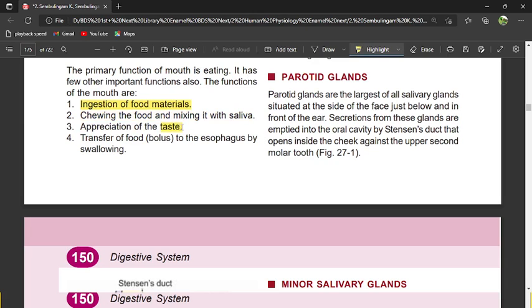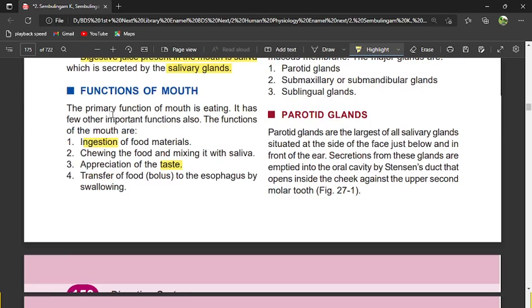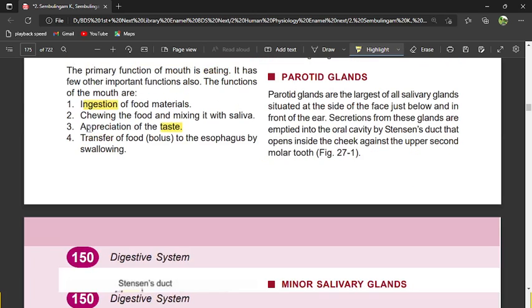Because when you are reading these notes also, you should come to know it should be concise. Okay, so first is ingestion. Ingestion मतलब intake of food. So for taking the food also it is helping you, not taking the food by nose, because you can't take the food with the nose, right?